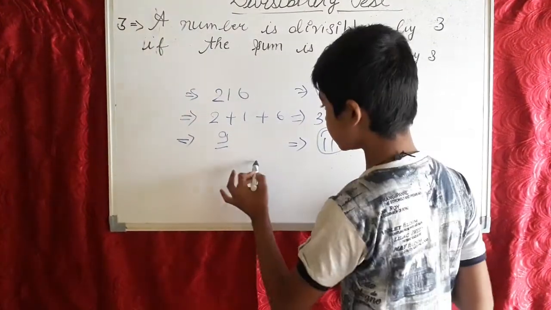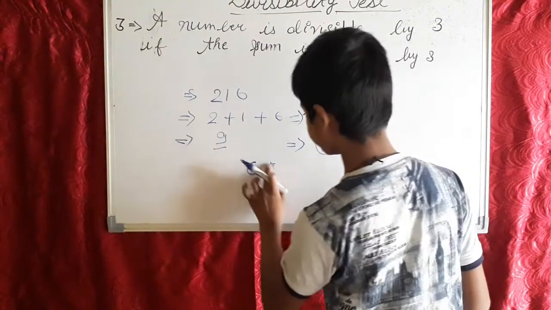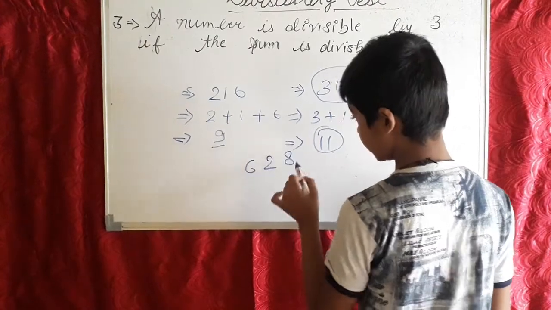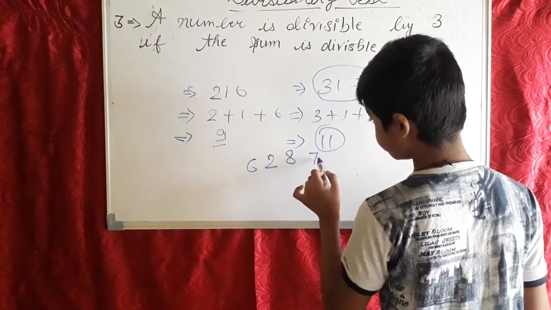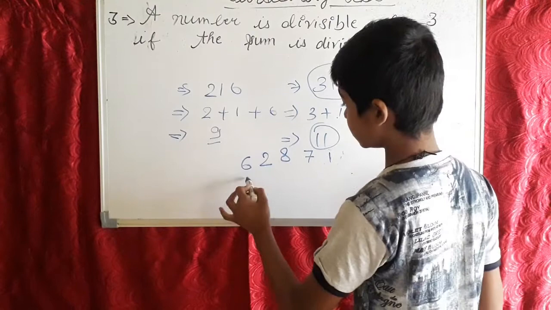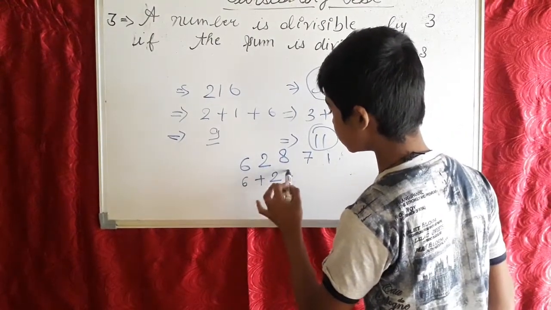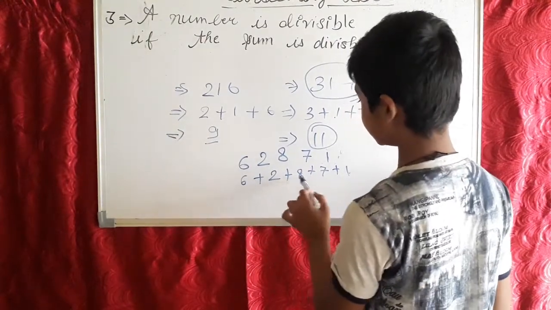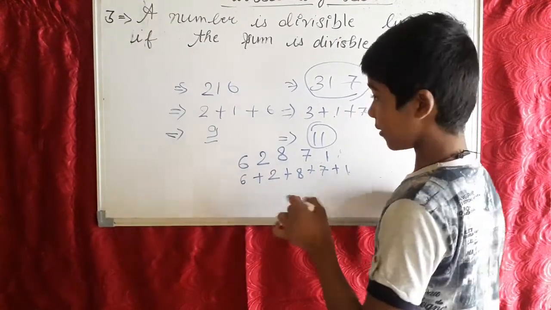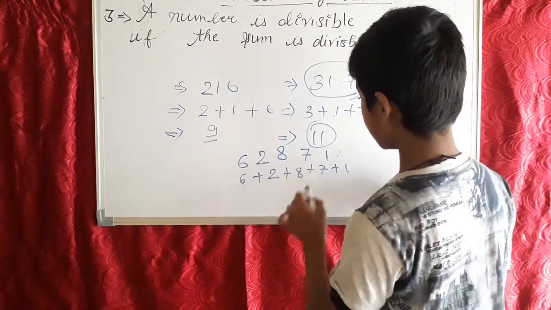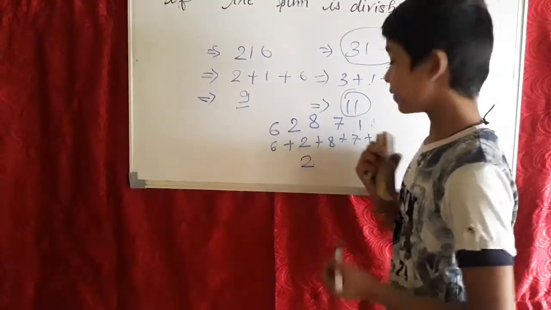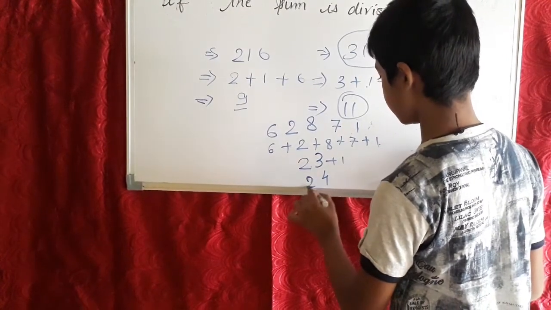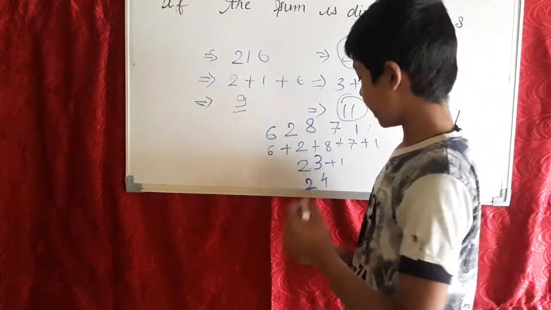See, this 6, 2, 8, 7, 1 is too big. So if we find out the sum, 6 plus 2 plus 8 plus 7 plus 1: 6 and 2 is 8, 8 and 8 is 16, 16 and 7 is 23, then plus 1 it becomes 24. The sum is 24. So it is divisible by 3.